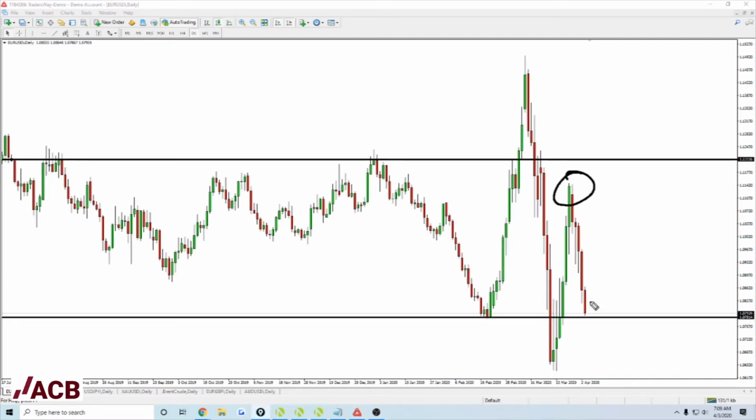And so I think that price really does want to push lower overall, and I think that we could be headed back underneath the long-term lows in the next few weeks. That is my opinion. We'll see what happens.